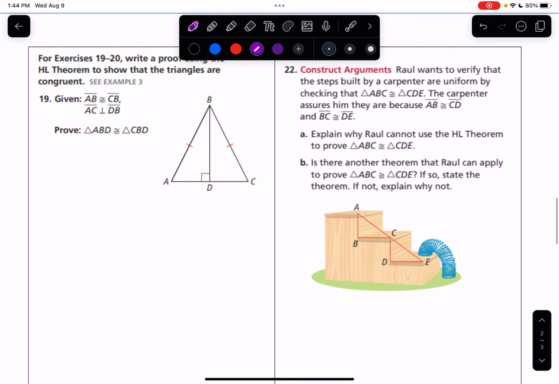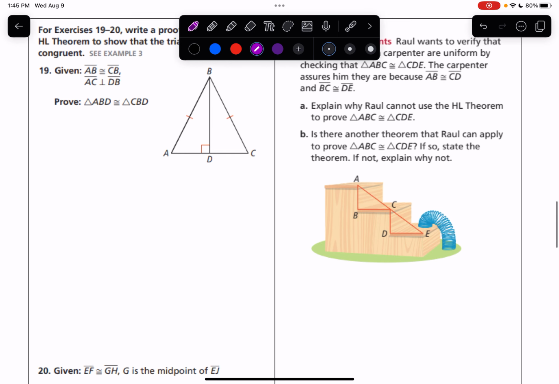Numbers 19 and 20, we have to do some proofs. Write a proof using the hypotenuse leg theorem to show that the triangles are congruent. We've got some information already. These aren't too terrible, I don't think. So let's make some proofs.